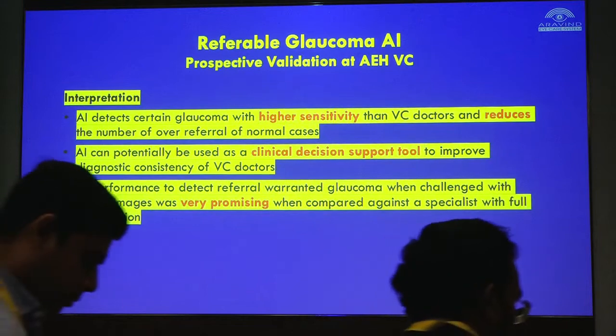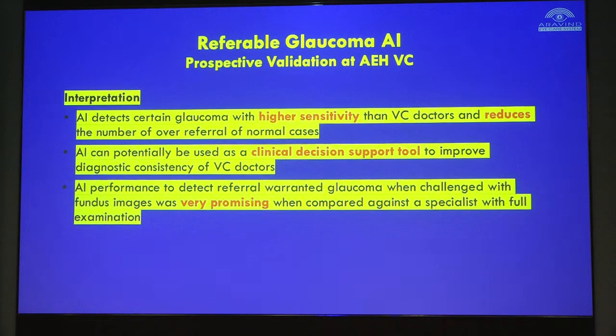When you say a disc suspect, a myopic disc and all that to the base hospital, you are unnecessarily wasting their resources, time, and your time and resources in the base hospital, which can be definitely improved by doing this. And AI can potentially be used as a clinical decision support tool to improve the diagnostic consistency of the VC doctors. They can also look into it and improve their knowledge also about disc and the changes around the disc.